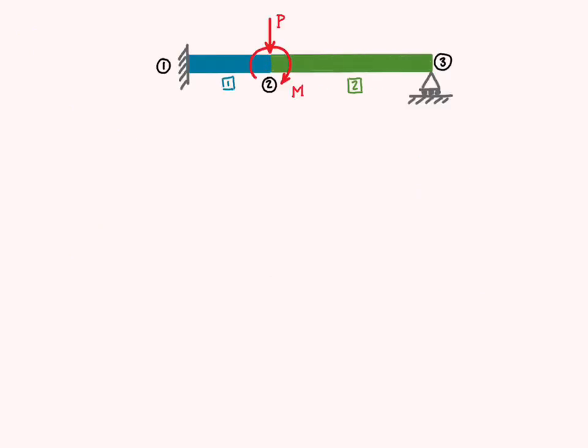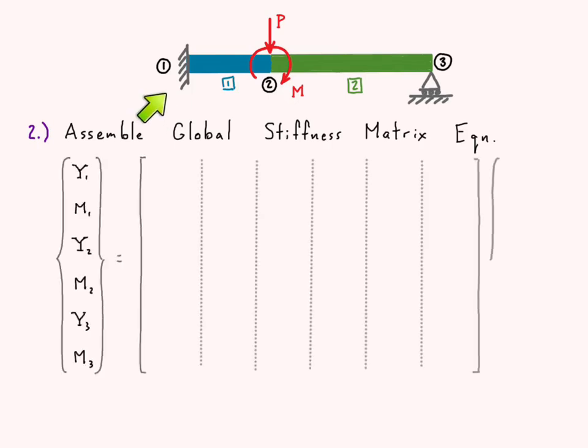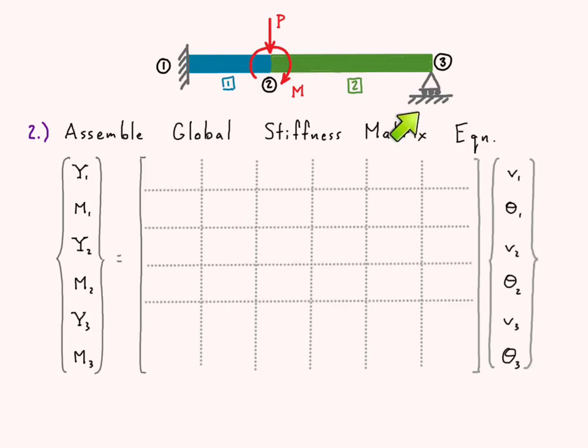All right, here's our full FEA beam problem, and we're moving on to the next step, which is assembling the global stiffness matrix equation. Here we have node 1, node 2, and node 3. We consider 2 degrees of freedom at each node: vertical or transverse displacement, and rotation. Since we consider both of those, and we have 3 nodes, we have 6 degrees of freedom total that we'll be considering in this global stiffness matrix equation.